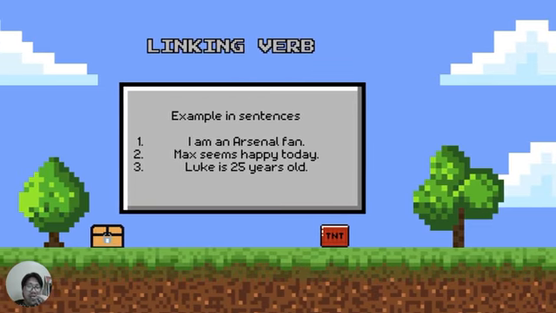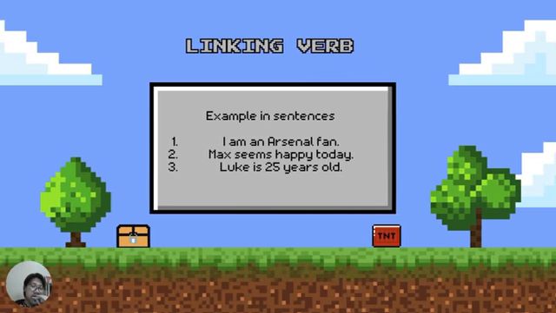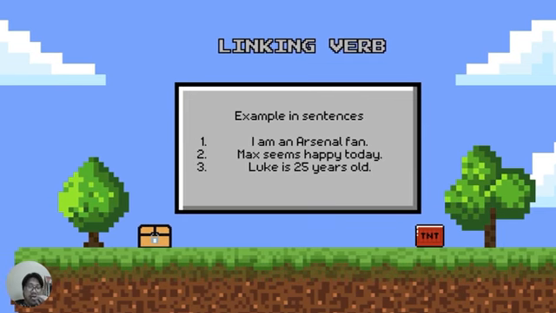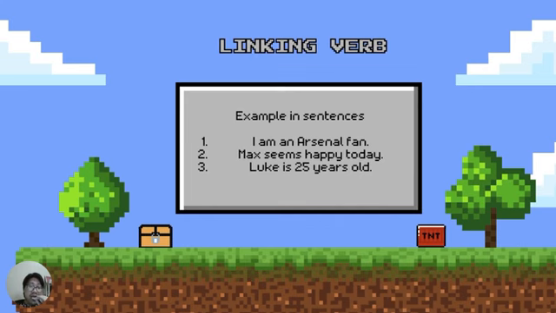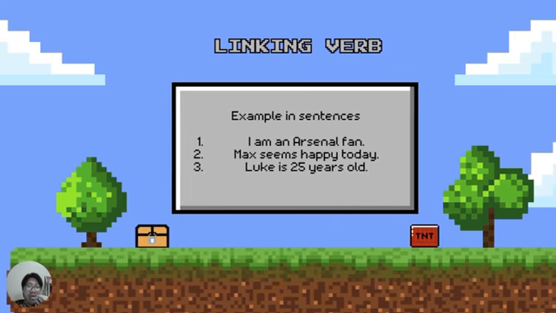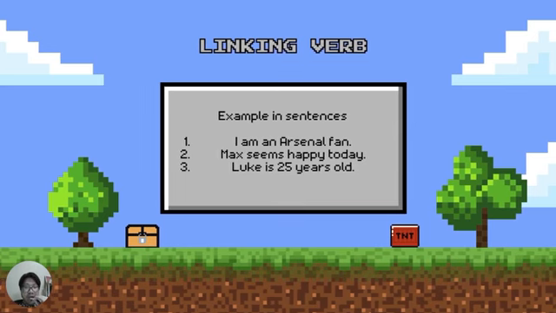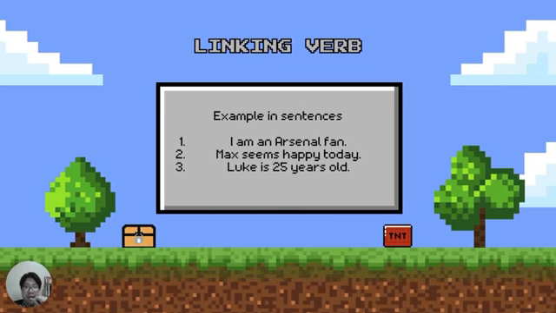To give you a better understanding, I'm giving you a few sentences with the verbs that I'm using. As an example, I am an Arsenal fan. So am is the linking verb. Second, we have Max seems happy today. And third, Luke is 25 years old. As you can see, seems and is are the linking verbs.